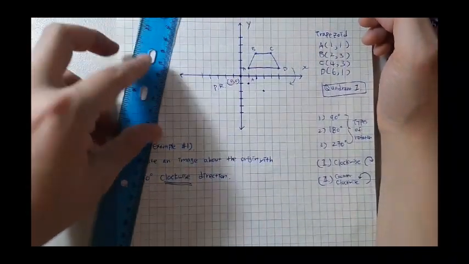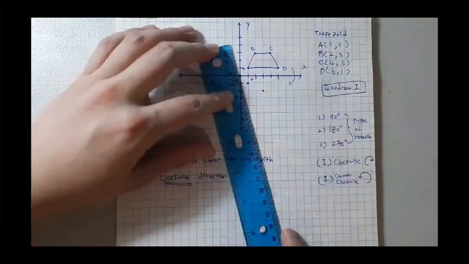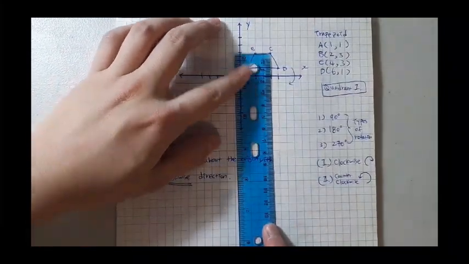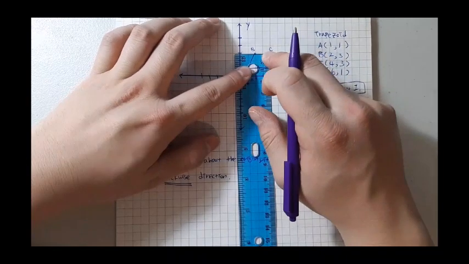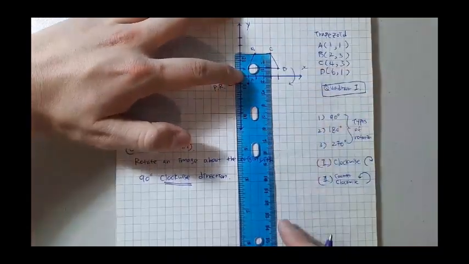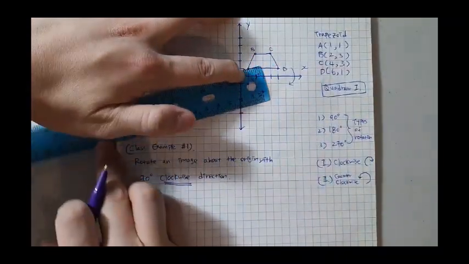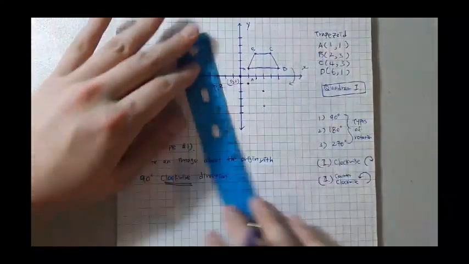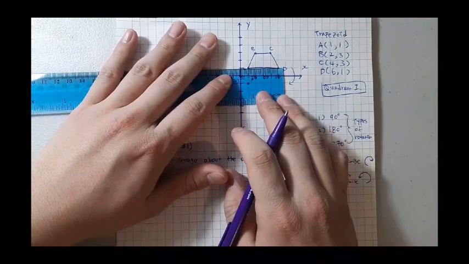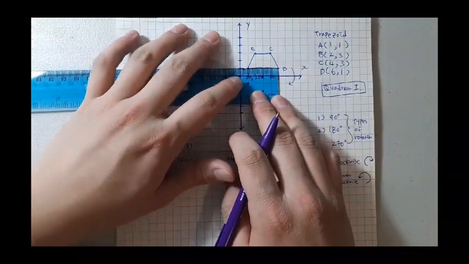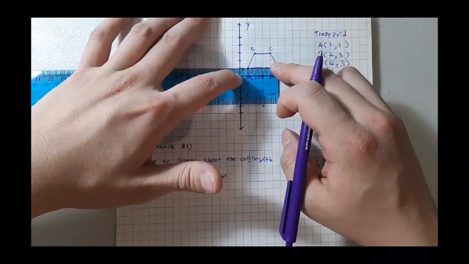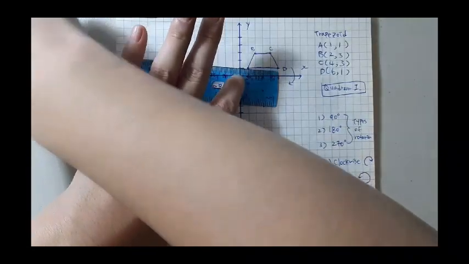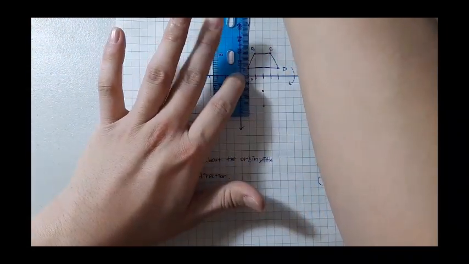Do the same thing with this C. Corner and my finger, 90 degrees. And my last part, D, over here, rotate 90 degrees. There you go.